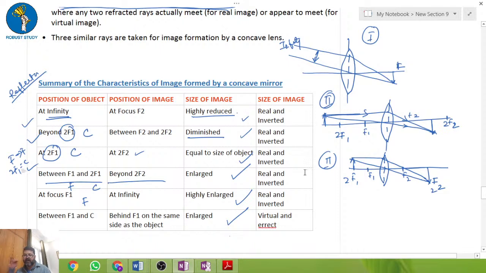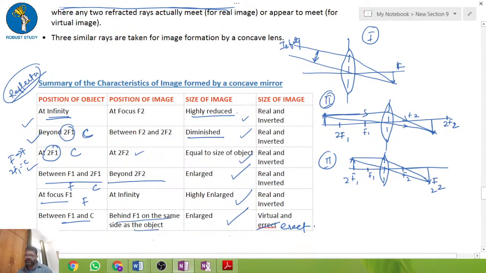So if you remember one of the tables, of reflection or refraction, you can reproduce the other one very well. So at the focus it is F1. This was the comparison I gave you with reflection, where we say this is C, the center of curvature. We already discussed this point. It is erect. I hope this is clear. Now this table you have to remember. Between C and F it is behind F1.